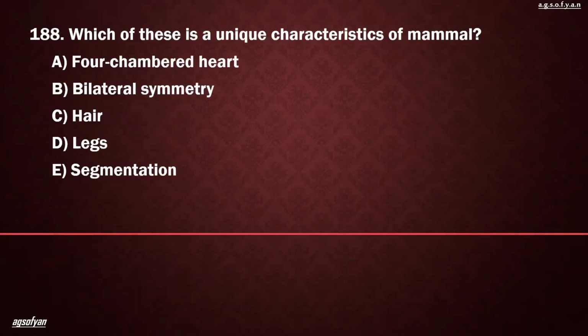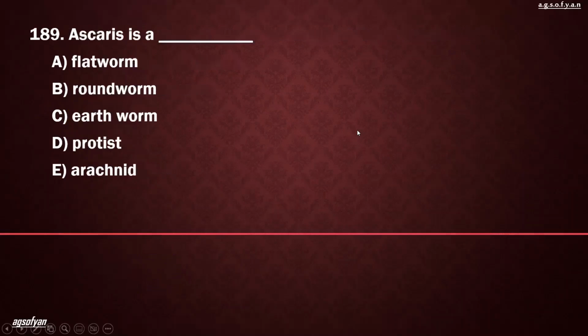Okay, next, which of these is a unique characteristic of mammals? Which one do you think is only on mammals? Hair. Only mammals have hair. Different animals will not have hair. Okay, Ascaris is a roundworm. Just for your information, this is a kind of memorization. It's a roundworm.